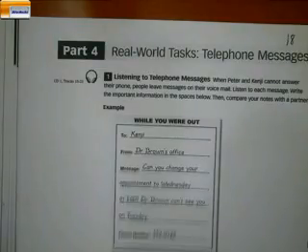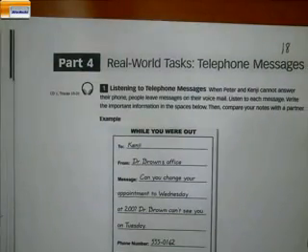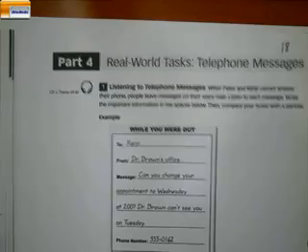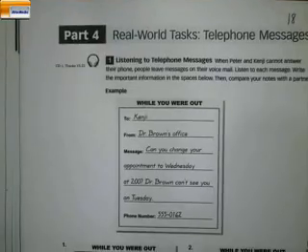Now we come to something very important, and these are tasks. At the end of each unit, there are tasks that you have to do. Now you see the example here they have done for you. It's a message. Where do you get the information? Well, you hear a passage. You hear someone speaking, and you must get down the information. To whom, from whom, the message, and the phone number.